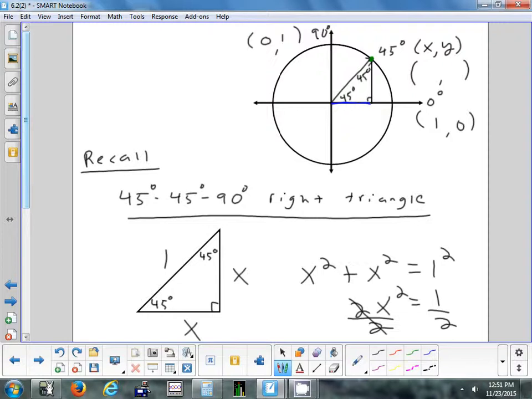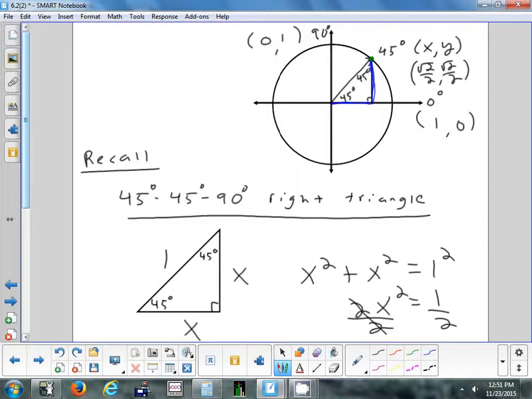Square root 2 over 2. Okay, you go over square root 2 over 2. And how about the height? Square root 2 over 2. It's also square root 2 over 2. That is always your coordinate for 45 degrees.